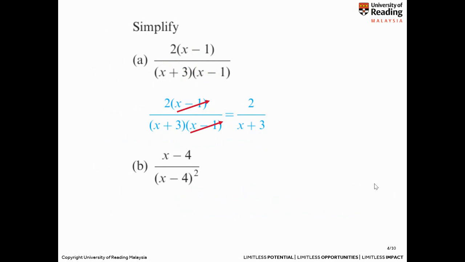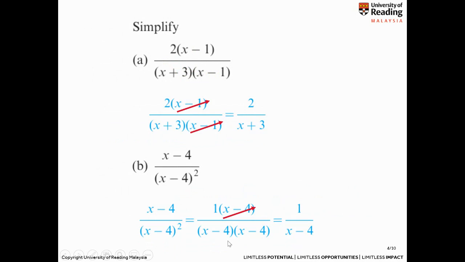Here, you see x minus 4 in the numerator and the denominator is x minus 4 squared. You may break the x minus 4 squared into 2 brackets, and you cancel x minus 4 from the numerator as well as the denominator, giving you the final answer of just 1 over x minus 4.